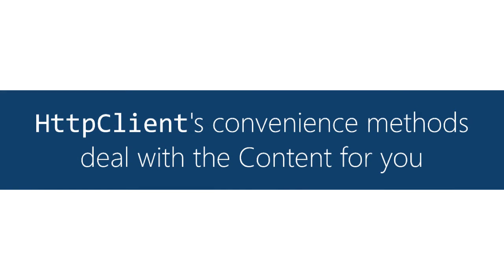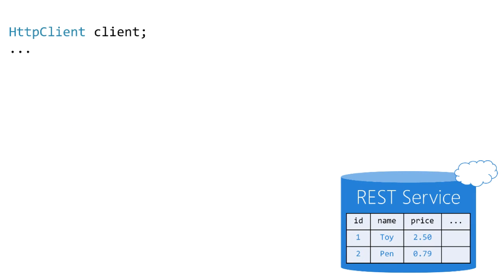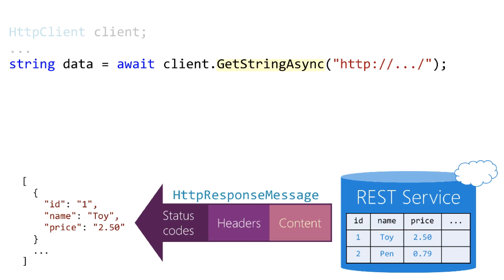That was the verbose way to do it, using send. There are three convenience methods that make this much easier. So these three, get byte array async, get stream async, and get string async. They do almost all the work for you. The fact that there's an HttpContent object and a read as string method, all of that's hidden from you. So the code slims down quite a bit. Create your client, call get string async. You get back the string immediately. Notice you don't see response message anywhere here. You don't see content. You don't see read as string. So everything's done for you.